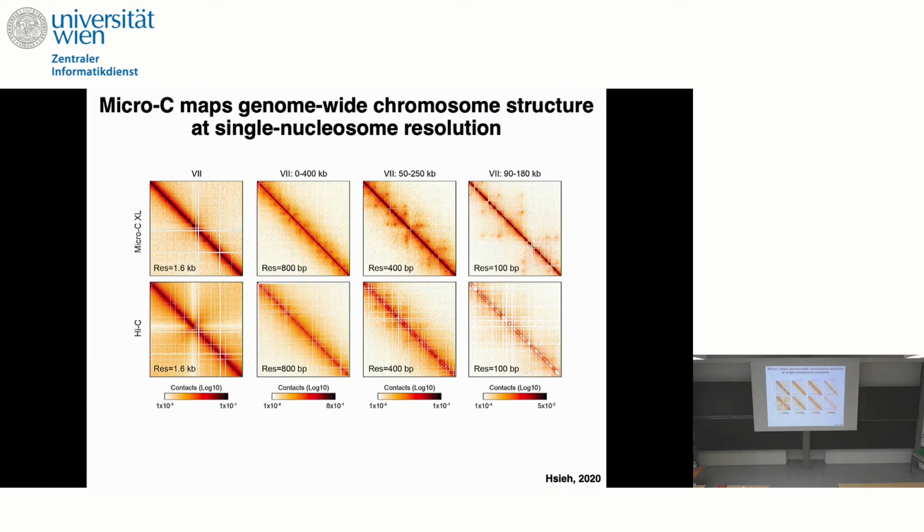Here's an example looking at the difference between Micro-C and Hi-C, in case anyone hasn't seen it. So here we're looking at a region of one chromosome, and essentially we're zooming in more and more and getting to higher and higher resolution. And at all resolutions, Micro-C really does a better job of capturing chromatin interactions than Hi-C.